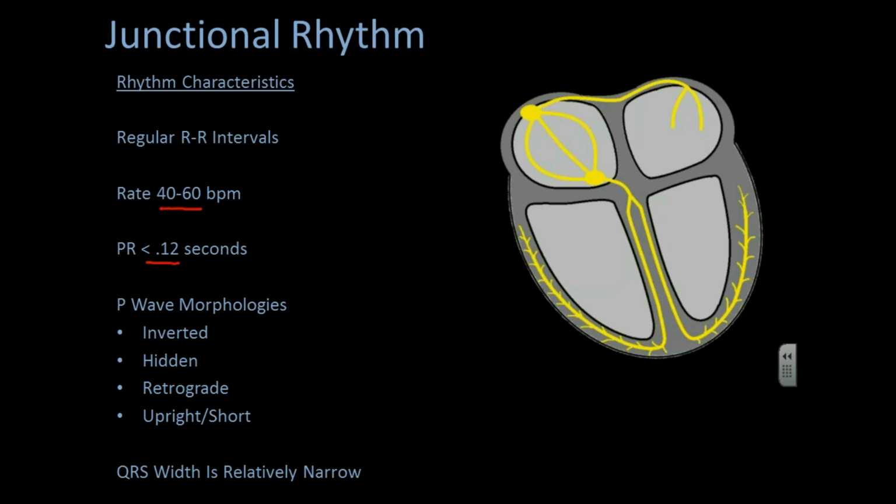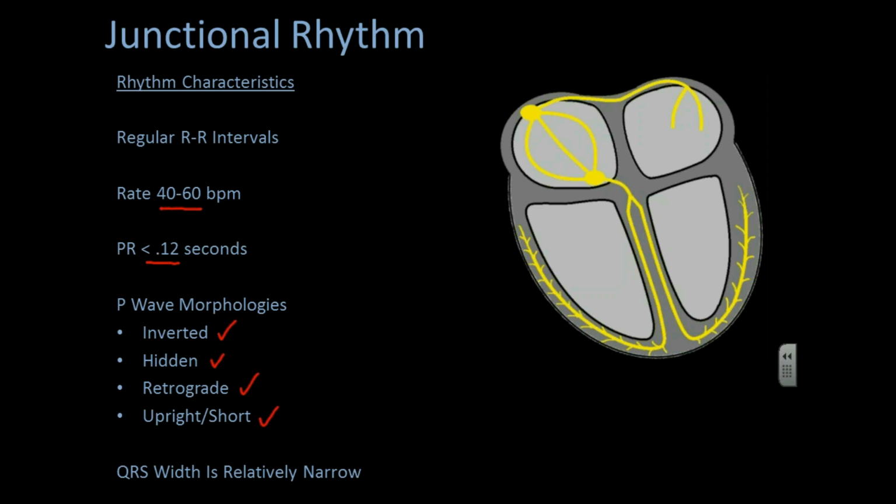Now this can be something that's very confusing about junctional rhythm, the different scenarios in which you can see the P waves. So P waves can be inverted, they can be hidden, retrograde, or upright and short. And we're going to talk about those in just a minute.